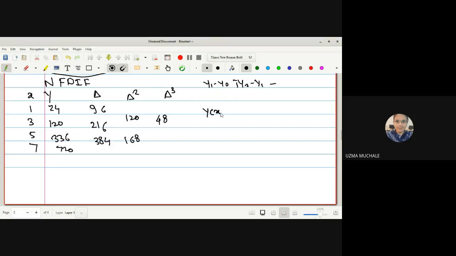Now in this case also we will write down up to del cube only, because after that all values will be 0. Since we have 4 values, we will get a polynomial of degree 3. So the formula is y naught plus p into del y naught plus p into p minus 1 divided by 2 factorial into del square y naught plus p into p minus 1 into p minus 2 divided by 3 factorial into del cube y naught.